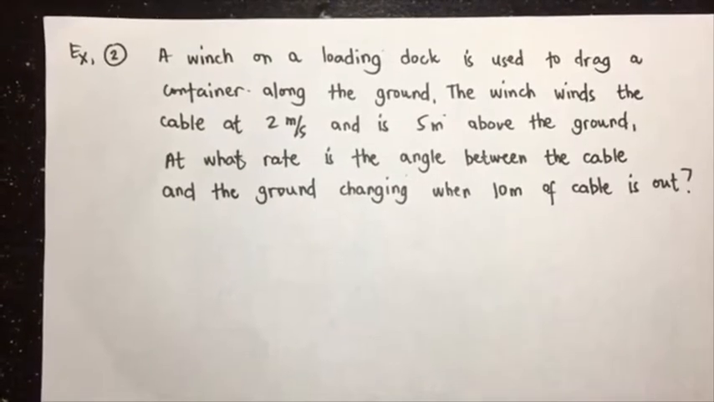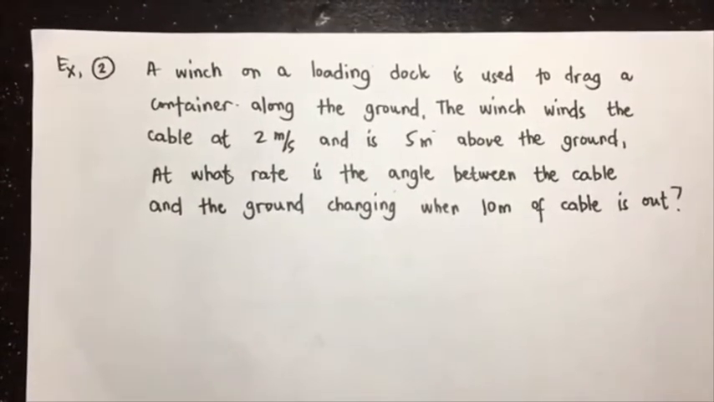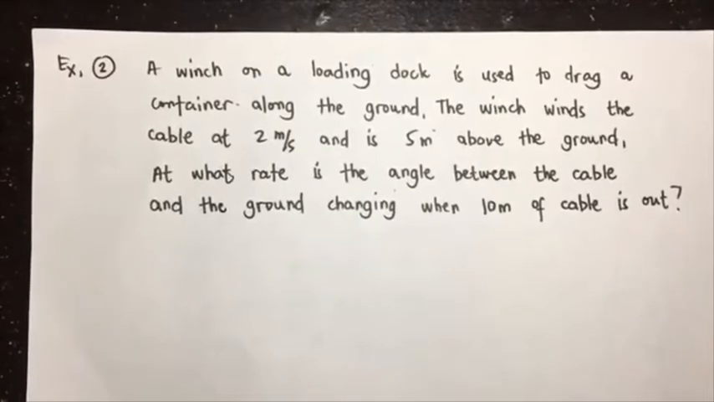For our second example, we have a problem involving rates of change, or time rates. A winch on a loading dock is used to drag a container along the ground. The winch winds the cable at 2 meters per second and is 5 meters above the ground. At what rate is the angle between the cable and the ground changing when 10 meters of cable is out?